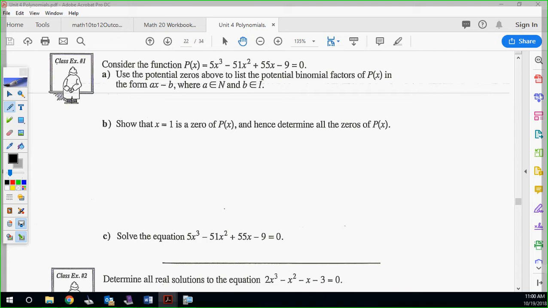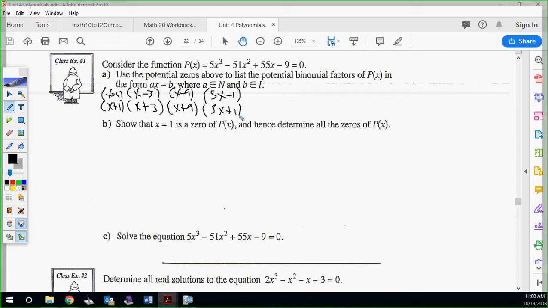Your possible factors are x minus 1, x plus 1. Okay, we have x minus 3, x plus 3, x minus 9, x plus 9. That's the whole numbers. And then 1/5. 1/5 would be 5x minus 1 and 5x plus 1 to get plus or minus 1/5. That's the 1/5 if you look above there.